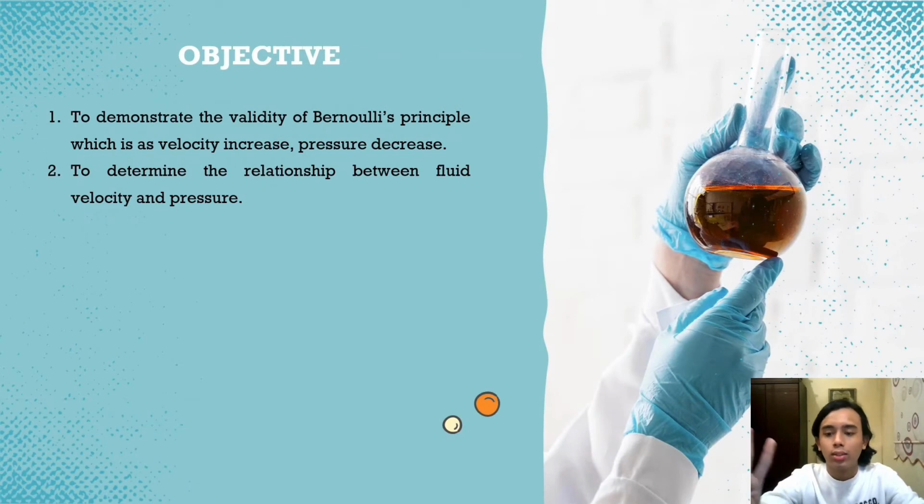Okay, there are two objectives. The first one is to demonstrate the validity of Bernoulli's principle, which is as velocity increases, pressure will decrease. And the second one is to determine the relationship between fluid velocity and pressure.